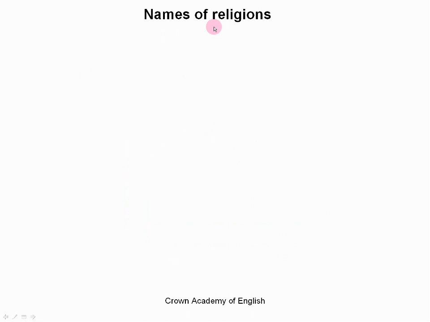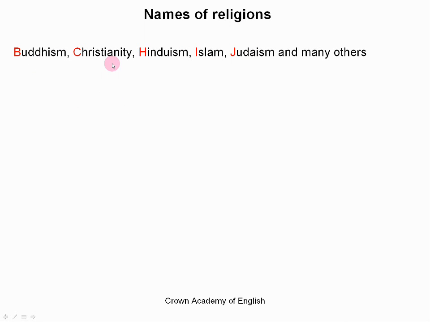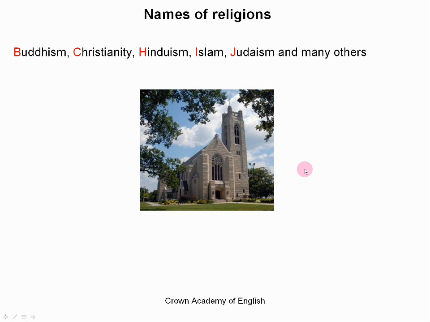And the actual names of religions as well. So here are some common religions. We have Buddhism, Christianity, Hinduism, Islam, Judaism, and many others. So since religions are important things in people's lives, then the first letter is always a capital letter. Example: one of the religions in England is Christianity. Okay, so Christianity is a religion, so we write it with a capital C.